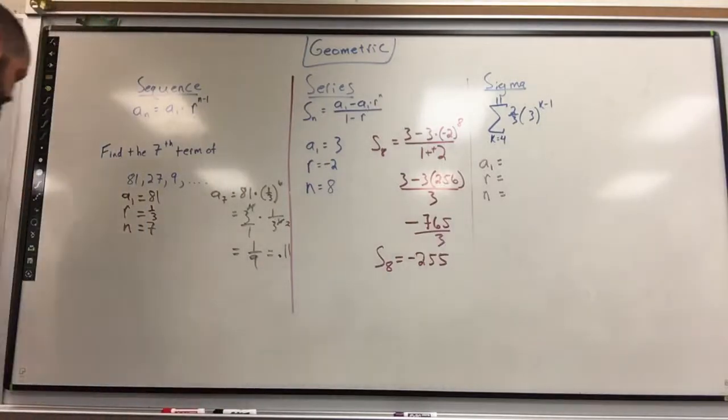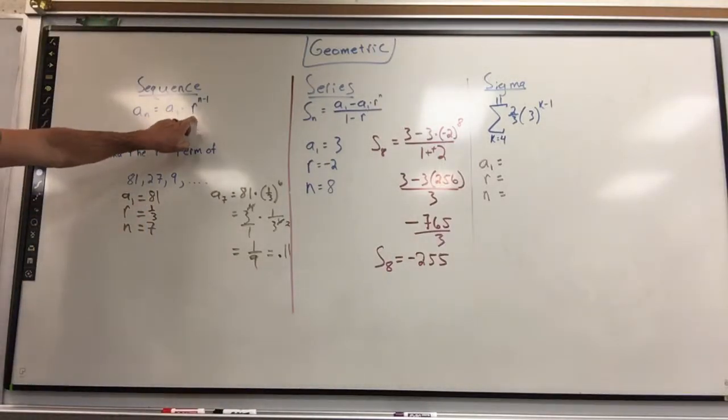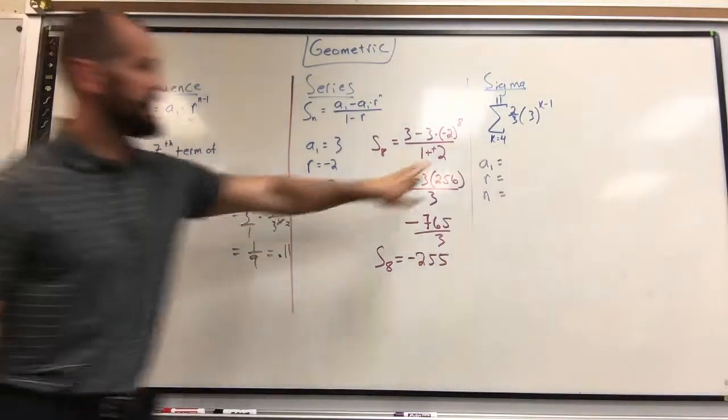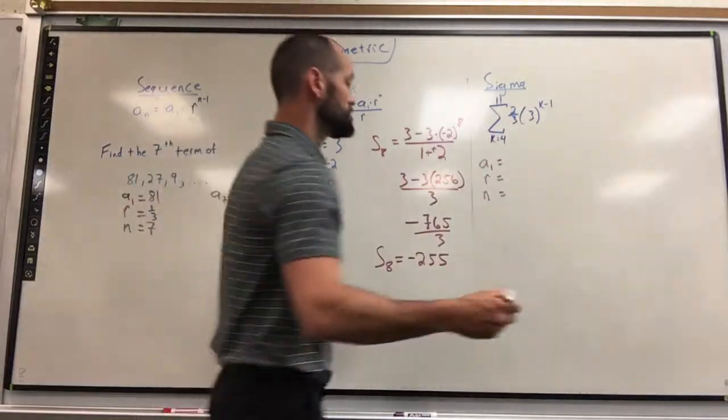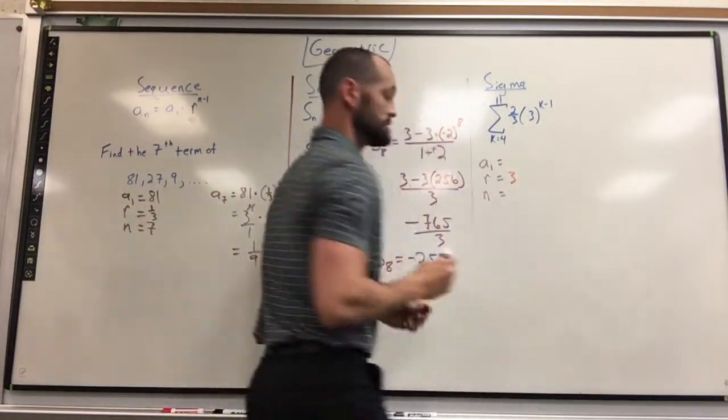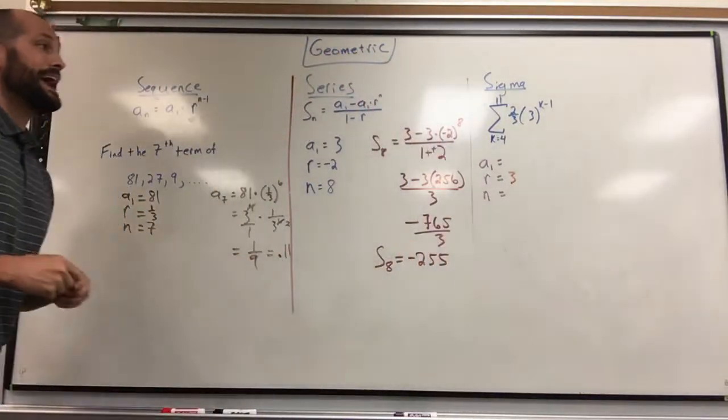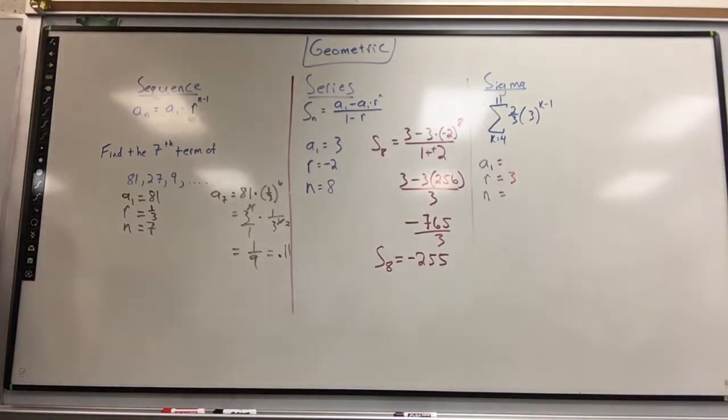My rate. If you'll notice, I have an R right here in my sequence formula. That is the same position as R in my sigma notation. So by looking, I know R is 3. N. Okay, this is the part where you got to be careful. Many of you have screwed this up.